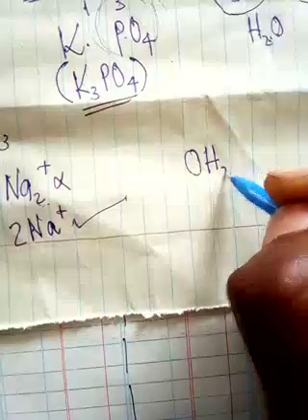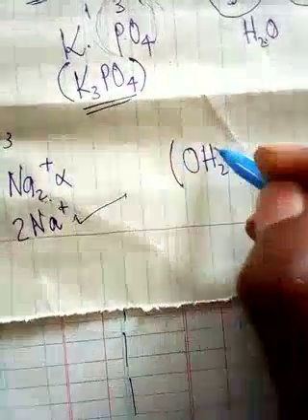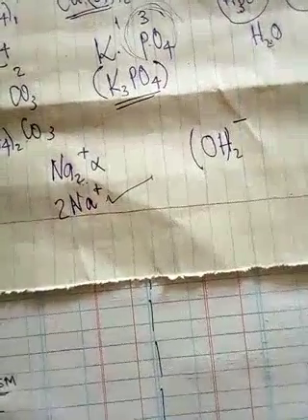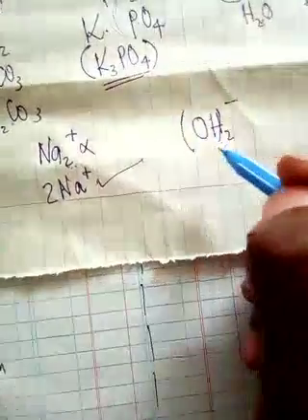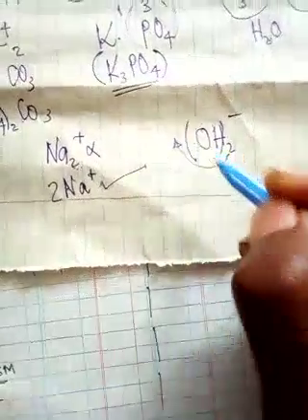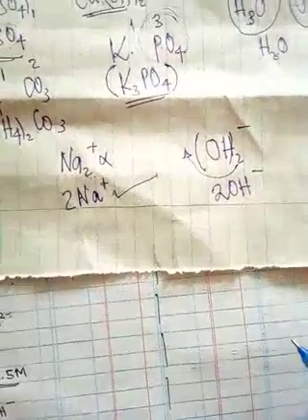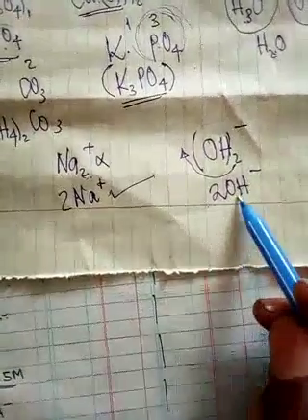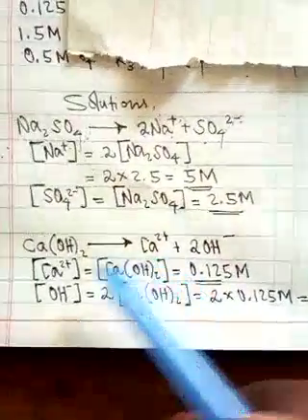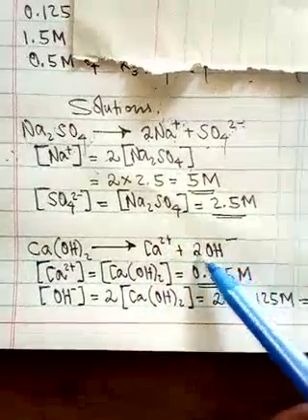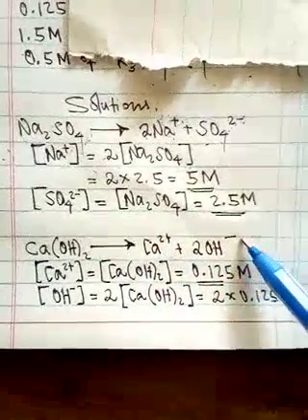So it would be very wrong for someone to just write it this way, OH, with a 2 down here, brackets like this, and then just a minus. This is very, very wrong. Rather, take the 2, put it in front, so that this is going to be 2OH, and then minus. Then you're talking about 2 hydroxide ions now. So calcium 2 plus, 2 hydroxide ions.